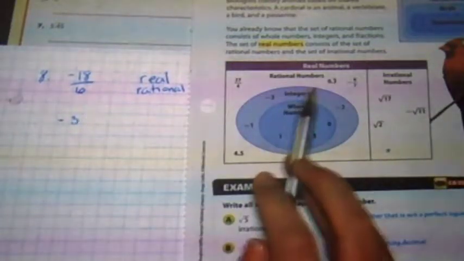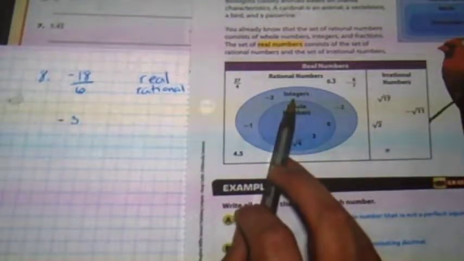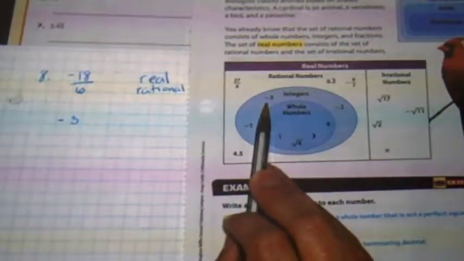So it's real. I know it's rational. I'm going to see if I can take it down further, so I'm going to see if I can go to integers. Would 3 or negative 3 be an integer? Yes, it's even in my example there as one. So negative 3 is an integer.